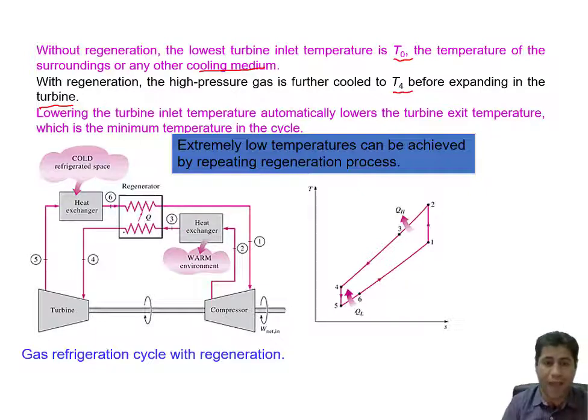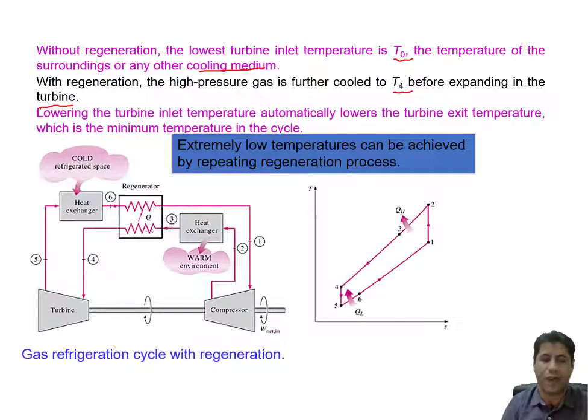Then we have added this regenerator. Again, it goes to the regenerator. More heat is rejected, but this time not to the surrounding, it is rejected to the regenerator. So the air, or the gas, that is provided for the turbine is even cooler. And again, notice here the regenerator is considered an adiabatic regenerator, and all of the Q, or heat, is transferred from this line to what is coming back from the turbine.